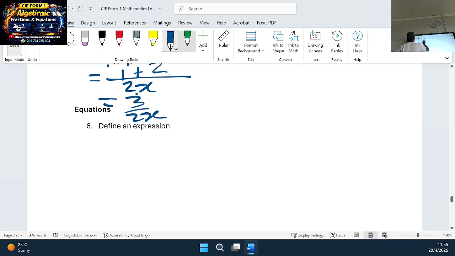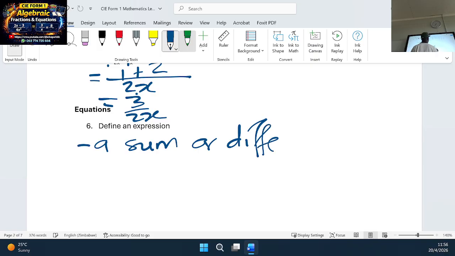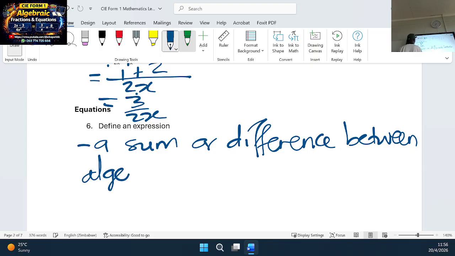Then next, we want to define an expression. So it's a sum or difference between algebraic terms. So in other words, these terms involve maybe letters, numbers, and so on.